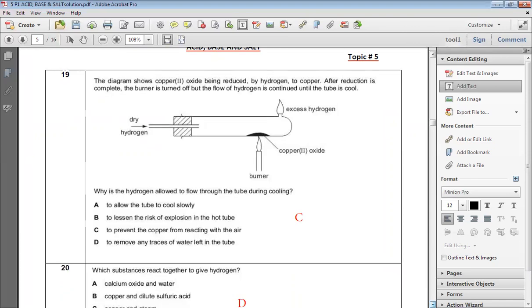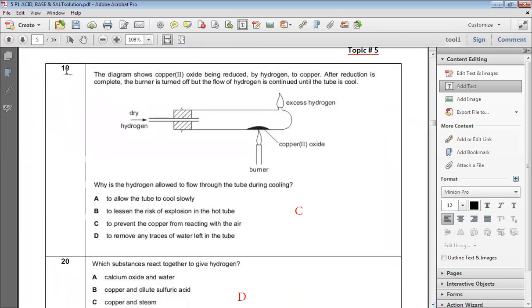Now, question number 19, we have to save time. The diagram shows copper(II) oxide being reduced by hydrogen to copper. Copper oxide can be converted to copper by using hydrogen.